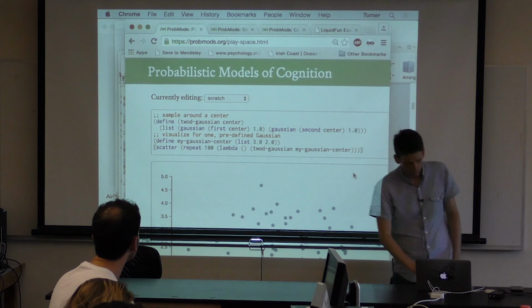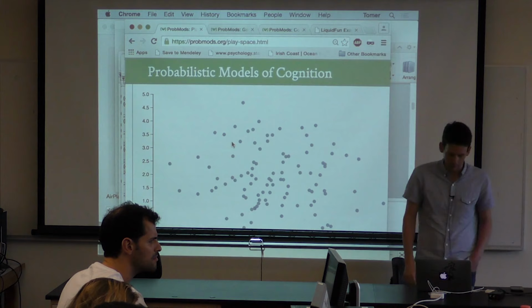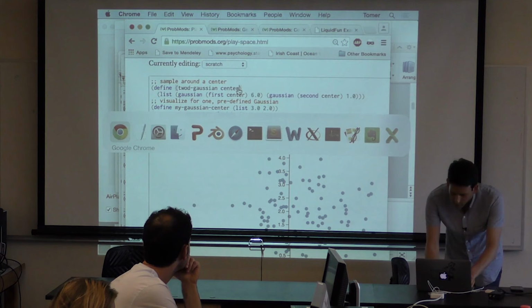Okay? And if I run that, so now I've defined a particular center, I've defined it 3, 2, I could have done many other different things. And I repeat that 100 times, I've basically drawn a sample from something around 3, 2. This can quickly get more interesting if you do something like a mixture of Gaussians. So a Gaussian mixture model is usually just saying, okay, I have some particular space and I'm trying to figure out how many Gaussians are in this scene, right?